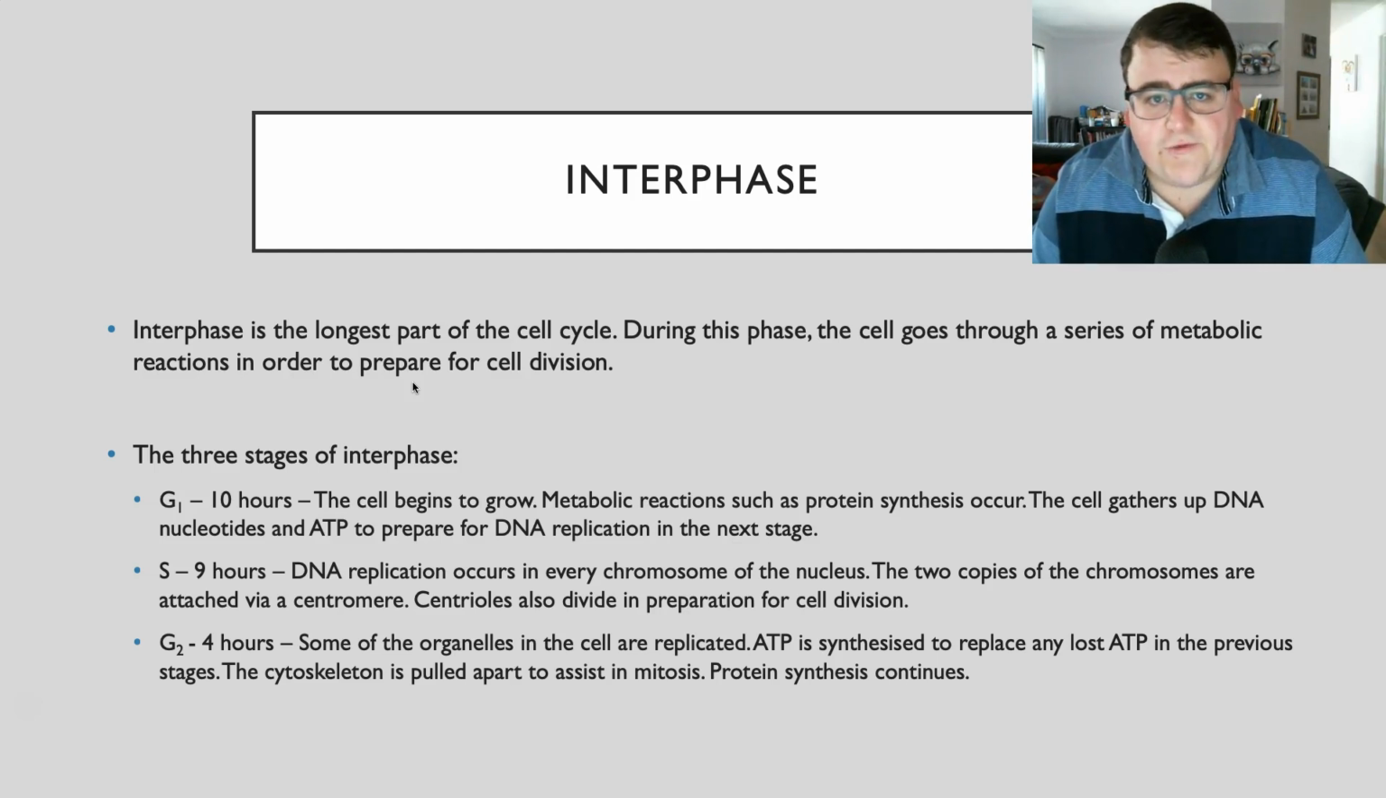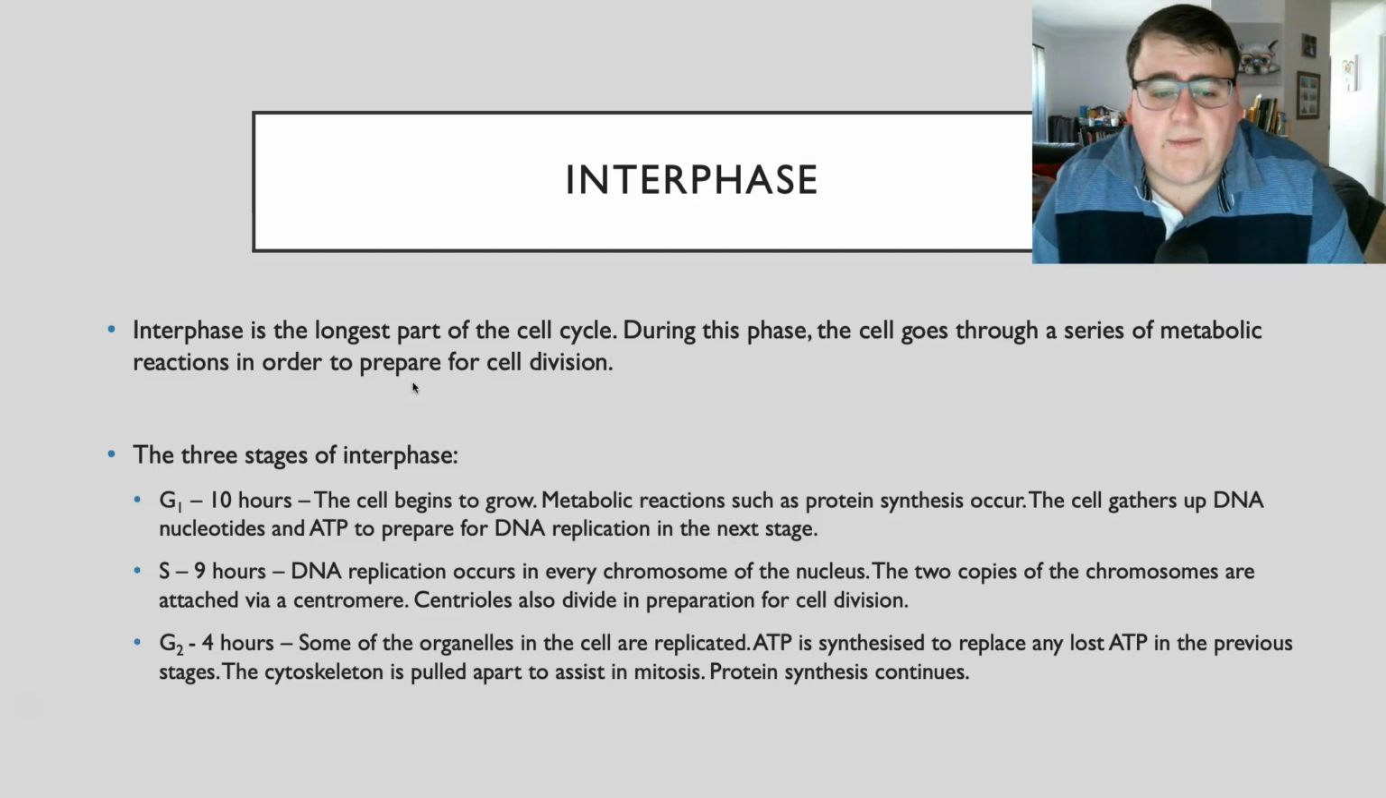The G1 phase lasts for roughly around 10 hours, and during this phase the cell begins to grow. We're going to have metabolic reactions such as protein synthesis occurring, building up the proteins that we need for the rest of our cell's cycle. The cell is also going to start to collect and accumulate free DNA nucleotides and ATP in order to prepare for DNA replication, which is going to happen in the S phase. So the S phase occurs for around 9 hours.